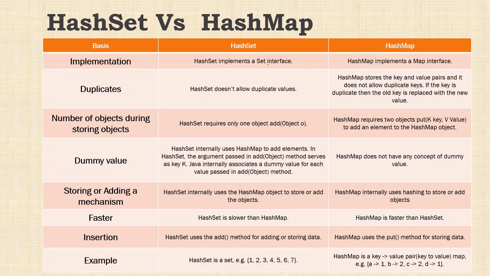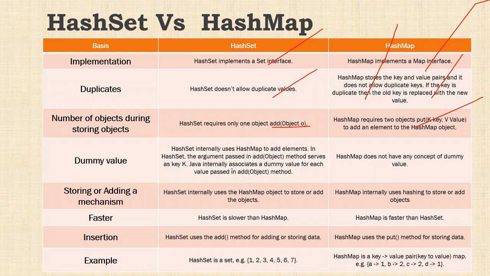HashSet implements the Set interface, and HashMap implements the Map interface. Duplicates: HashSet does not allow any duplicate value, and HashMap allows duplicates as a value, and it does not allow any duplicate as a key. So you can store keys as unique values, and you can store multiple duplicates as a value in HashMap. HashSet requires only one object to add. So at the time of adding we need only one object, but in HashMap you can store both key and value.